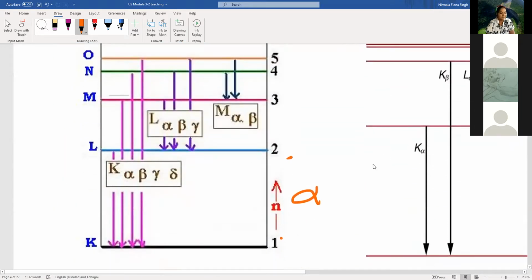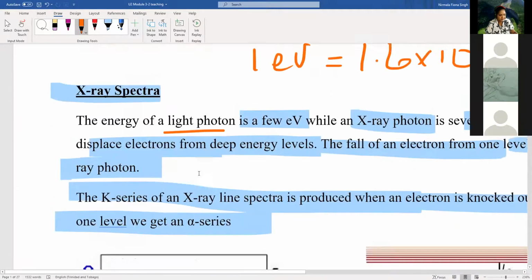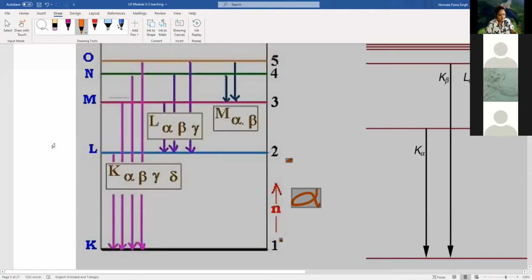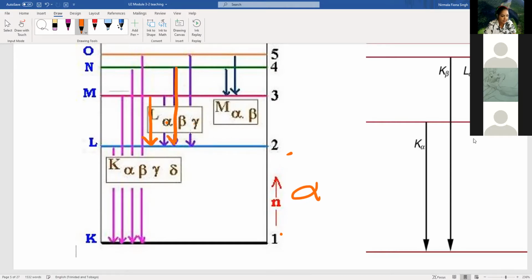So for your L series, remember we said, sorry, my apologies, folks. Right. So I have here the alpha series. Alpha series means that it only falls by one level. Beta series means it falls by two levels. And then gamma series means that it fell through three levels to go where it is going.